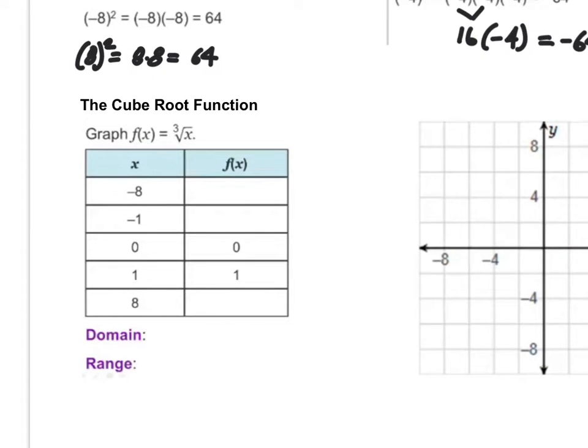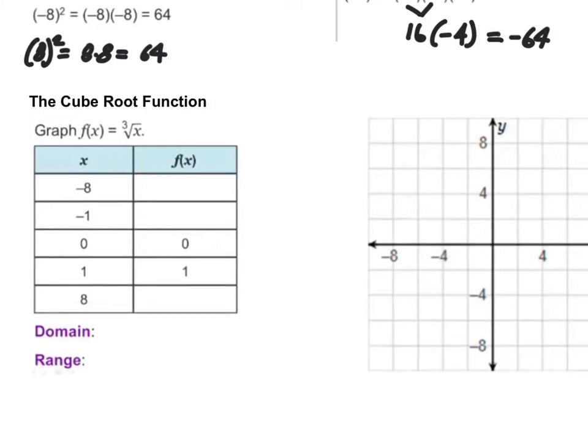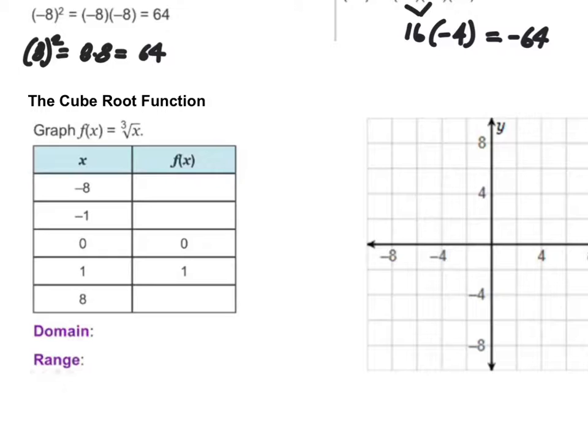So let's take a minute and take a look at the cube root function. And let's just think about something for a second.